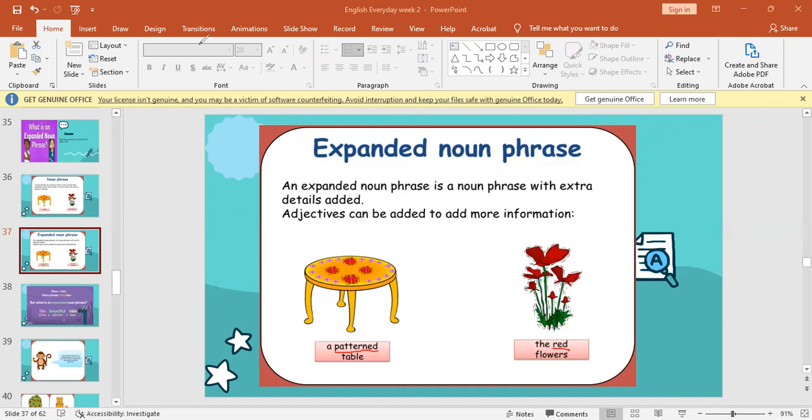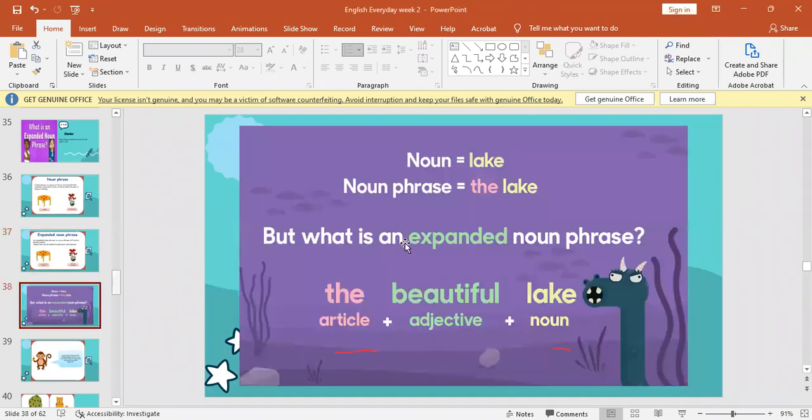So look at more examples. Okay, guys, look at this. We have what? Lake. Lake alone is what? Noun. When we say the lake, it's now what? A noun phrase. But when we go ahead to say the beautiful lake, it becomes what? An expanded noun phrase. The here is called an article. Beautiful here is an adjective. Lake here is a noun.